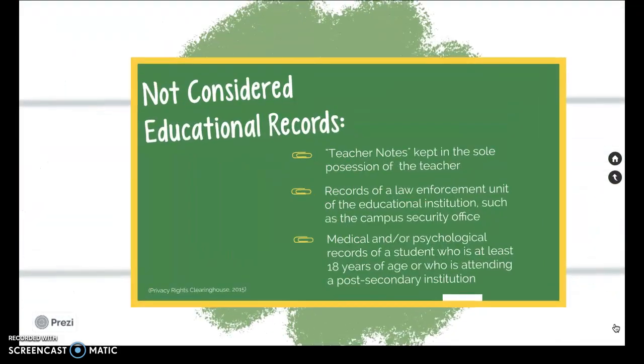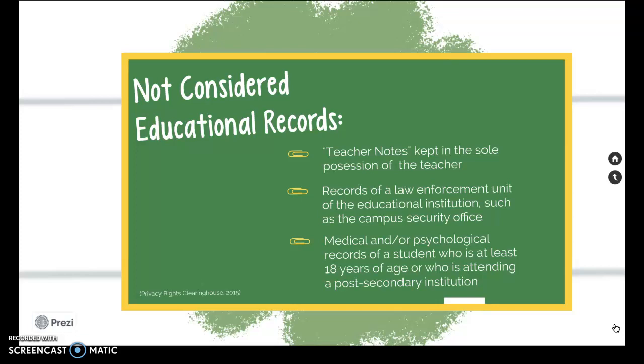And recently, it has been added to biometric records like fingerprints, handwriting, iris scanning, things along that nature. What it doesn't protect is anything that's not considered educational records. Teacher notes, anecdotal records, things that you may want to write down for the substitute, records of a law enforcement unit of the educational institution, such as the campus security office, and medical or psychological records of students who are at least 18 years of age and attending a post-secondary institution.